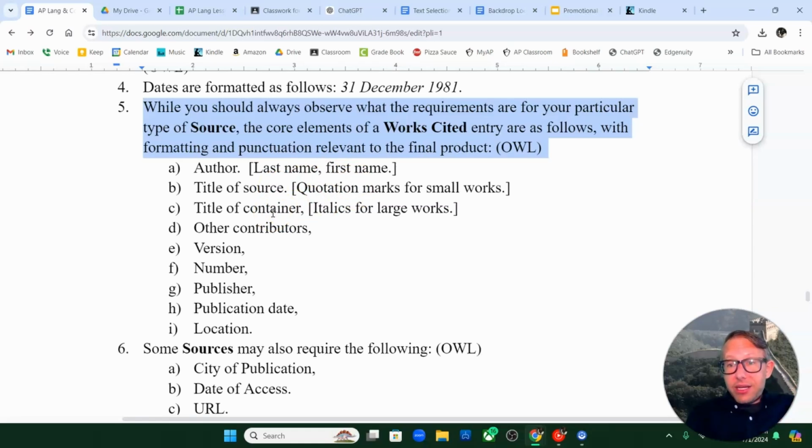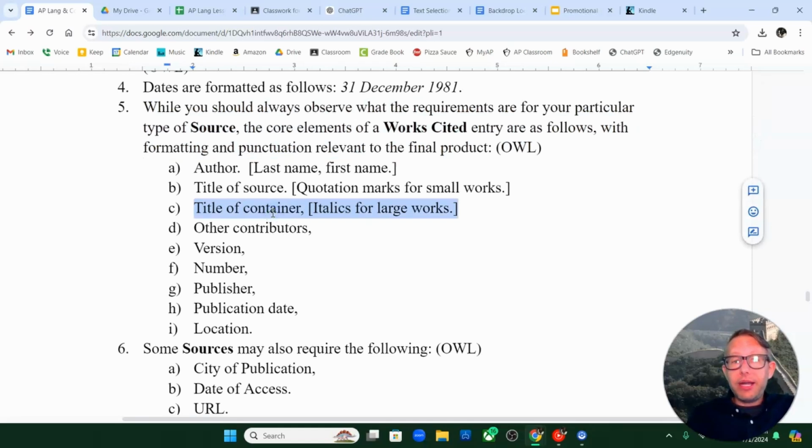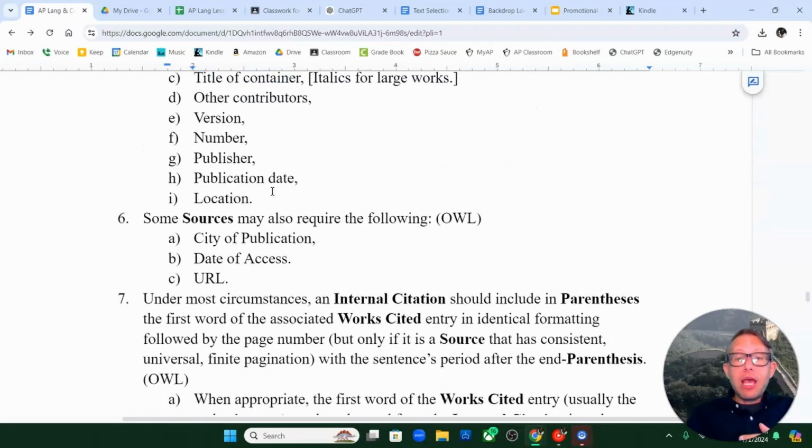If you don't have a container, if it's just a straightforward book that isn't a collection of smaller things, well then obviously the C here wouldn't pop up in any fashion, and the title of the source itself would be in italics because you don't have a container. So just some things to keep in mind there, all right?